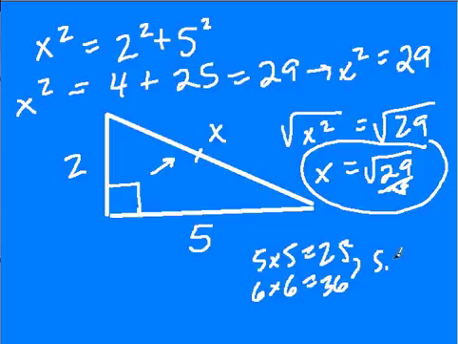It's going to be a little bit closer to 5, because 25 is closer to 29 than 36 is to 29. So it's going to be less than 5.5. If I had to just guesstimate, next I would try 5.4 and keep going from there.